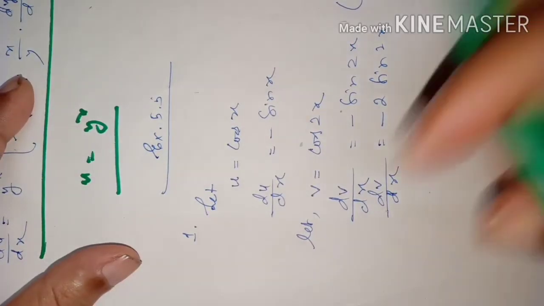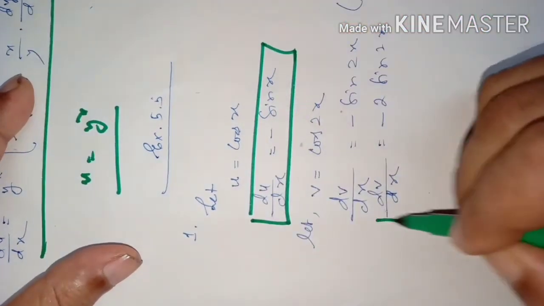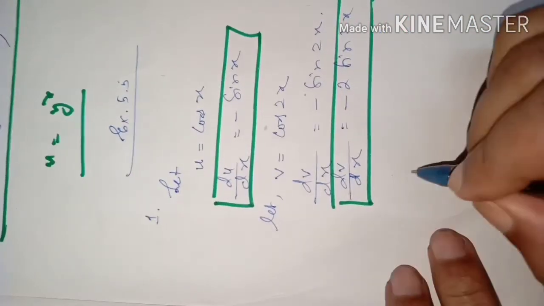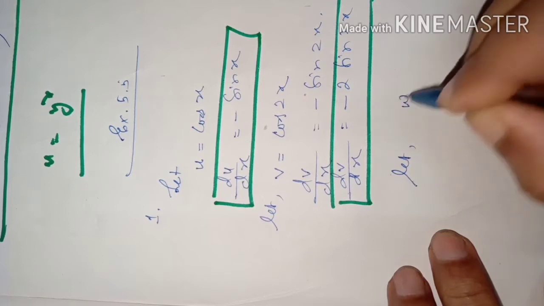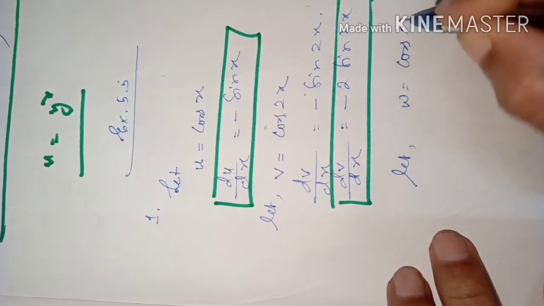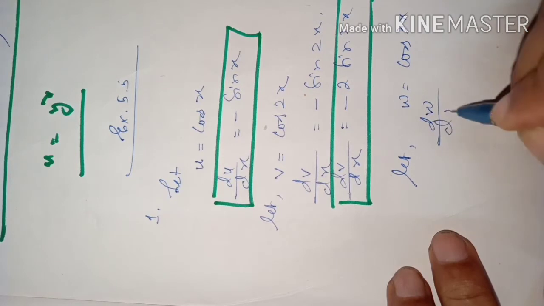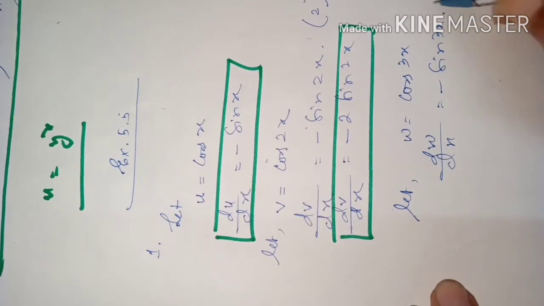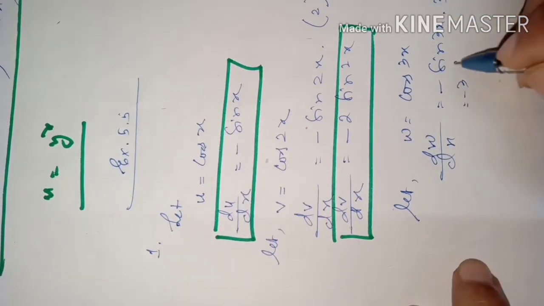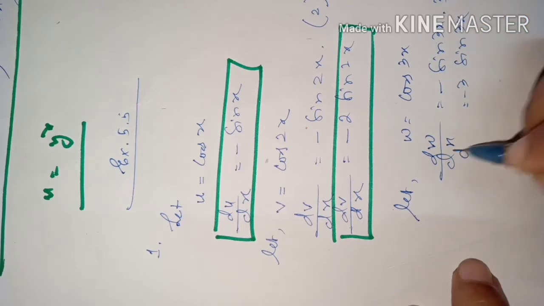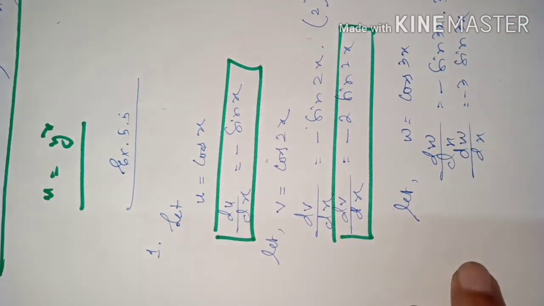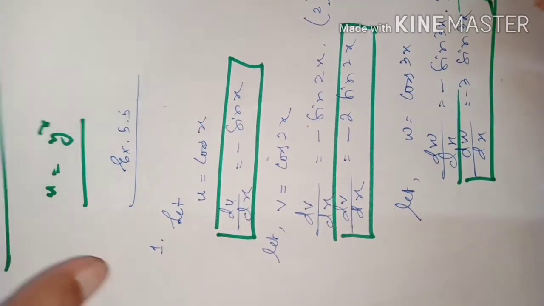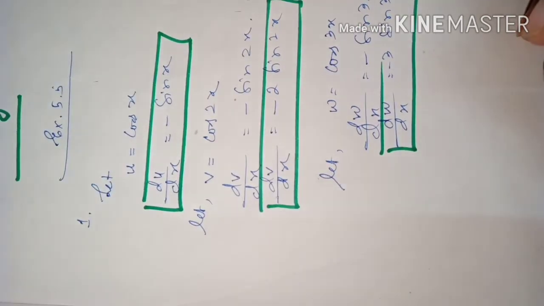So this is du by dx, this is dv by dx. Let's take the third function as w. Let w be equal to cos 3x. Then dw by dx is equal to minus sin 3x into 3, so it is minus 3 sin 3x. Okay, that is dw by dx. Now you see here we got the derivative of each of these three functions.